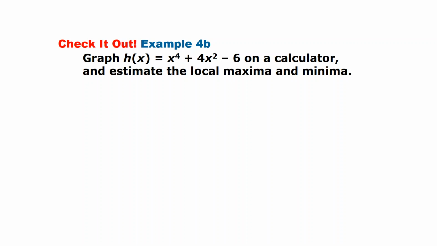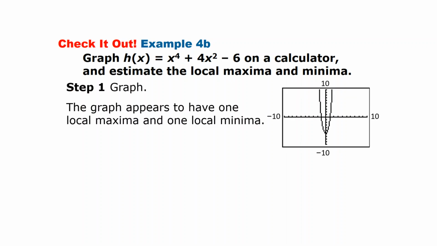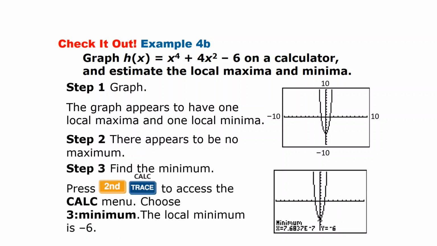Here's another one for you to try on your own. Turn the video off and give it a try. When you did that, you should have graphed, and it appears to have 1 local maxima and 1 local minima, just the same. There appears to be no maximum. There's nothing really high up there. To find the minimum, we press second trace, then hit 3 for minimum, and the local minimum is at y equals negative 6.